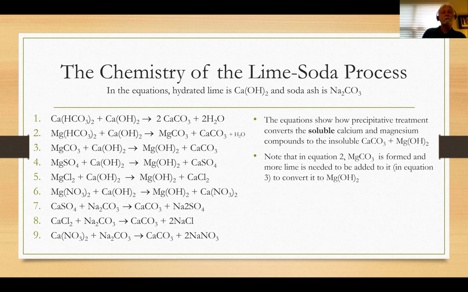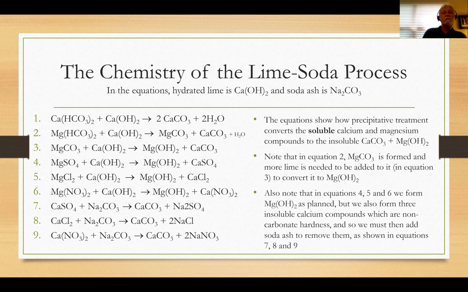Today, hopefully, we're going to find an alternative way to calculate our dosages, and we're going to have an expert that's going to show us how to do that. The last thing I do want to mention is that if you look at equations 4, 5, and 6, we do form magnesium hydroxide as planned, but we also form 3 insoluble calcium compounds, which are non-carbonate hardness. We have to then add the soda ash to remove them, so we want to keep that in mind.